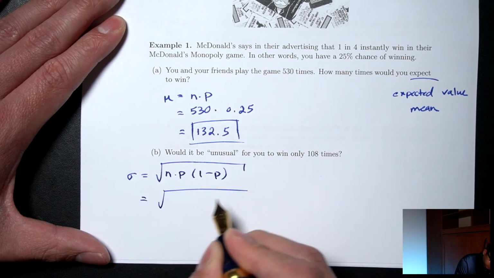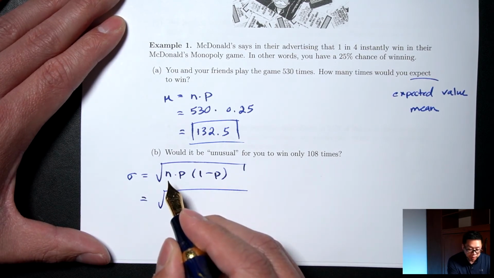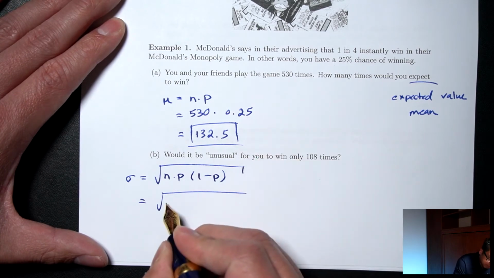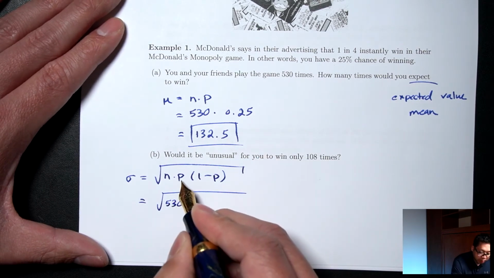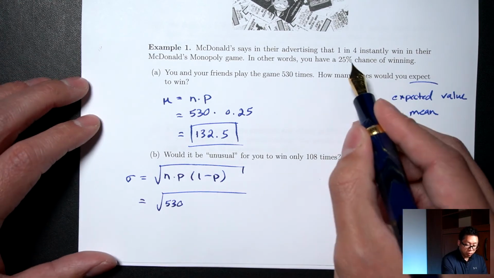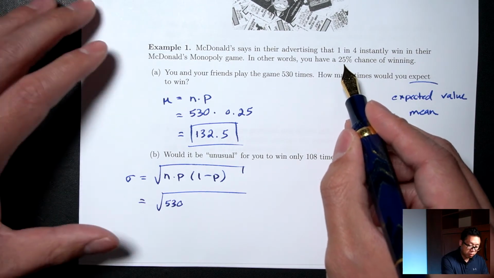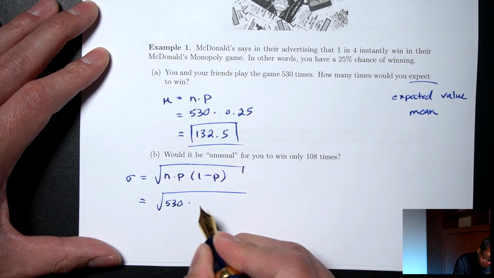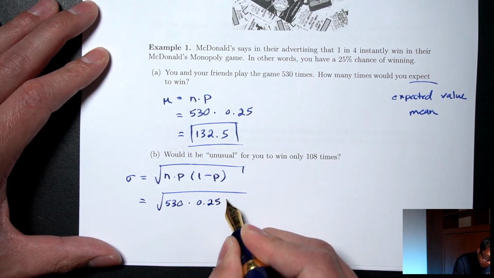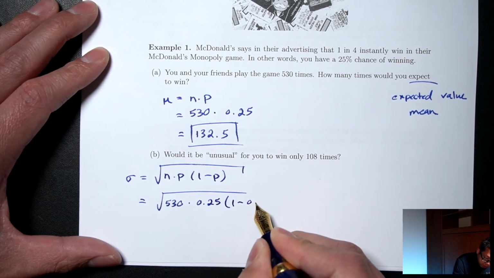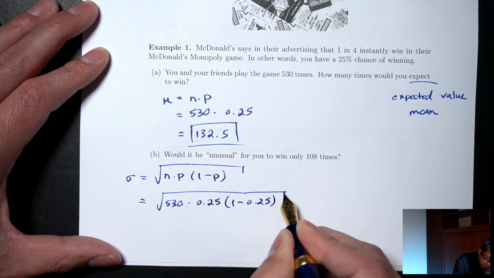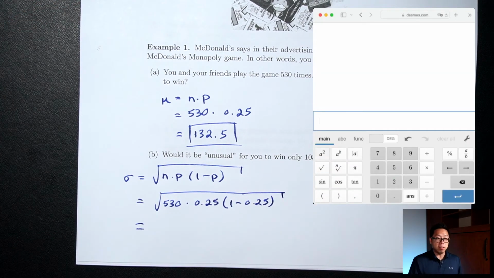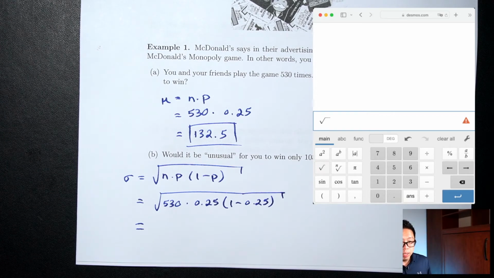In our situation here, n, number of trials, the number of times you played the game, is 530. P, probability of success, is 25%, but we need to convert that to a decimal, so that's going to be 0.25. And then 1 minus p, so 1 minus 0.25. Let me enter all of that into a calculator. So square root, inside the square root, 530 times 0.25, parentheses, 1 minus 0.25.